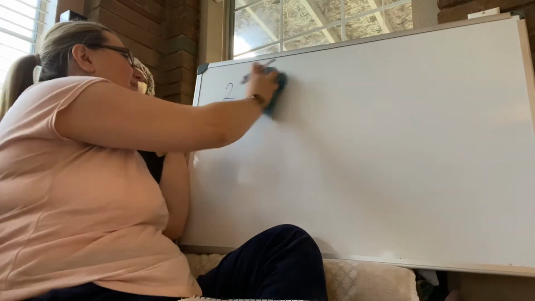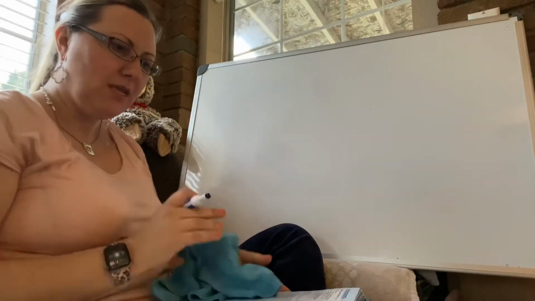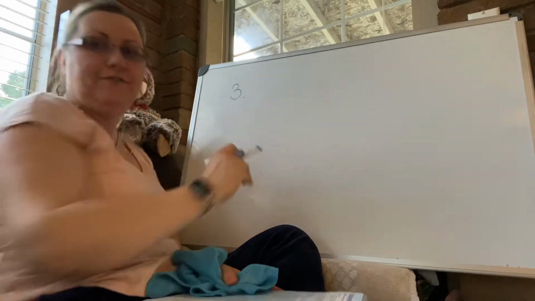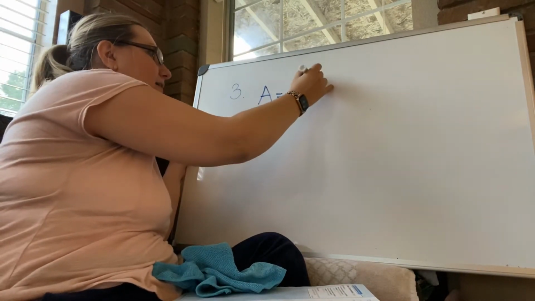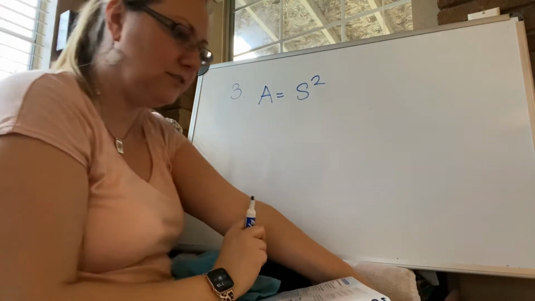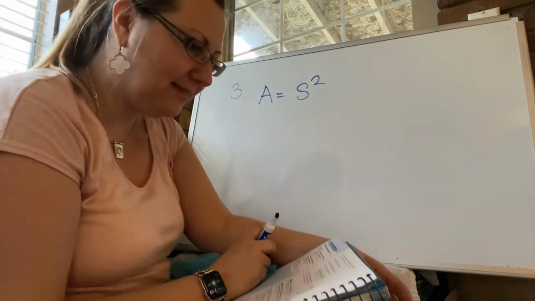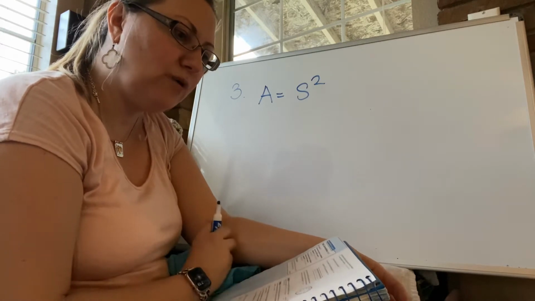Okay, moving on. Now we get to number 3, which says write the formula for the area of a square. Okay, well, let's do it. The formula for the area of a square is the area equals the side squared. So we learned that a long time ago. My book says way back in lesson 66. Then it says find the area of a square with sides that are 12 inches long.